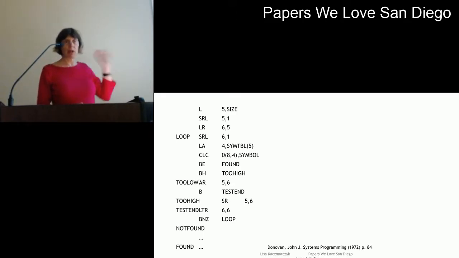And I purposely went after something that I figured most of you would probably never have seen. This is actually assembly code for the IBM 360. And this goes back to the early 70s. The IBM 360 was one of the most revolutionary architectures and systems in the history of computer science. And this is from a book, John Donovan's systems programming book from 1972. This is the code for doing a binary search. And this is a book that was for a while used in many introductory computer science classes.